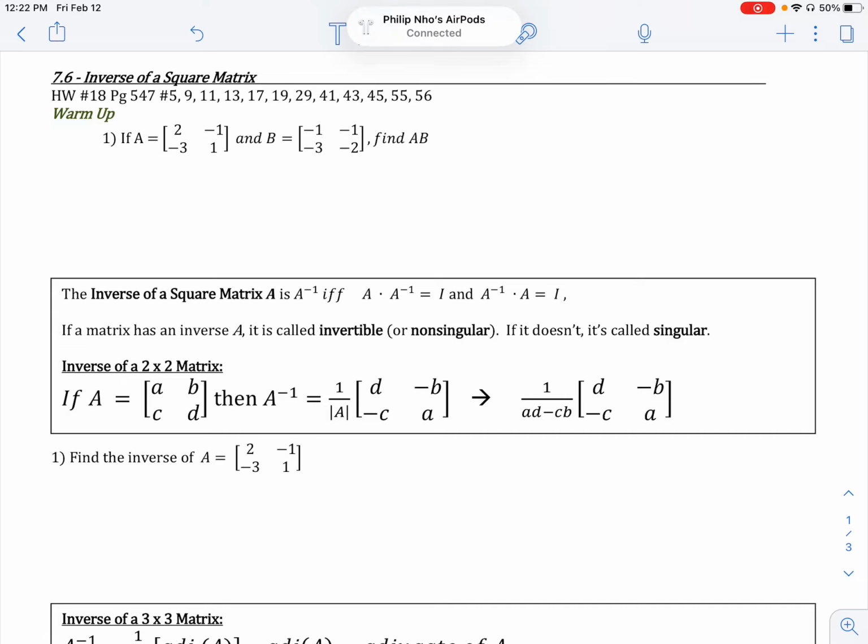Now that we have discussed what a determinant is, let's actually apply it. And we use the determinant to find the inverse of a square matrix. Now, before we do that, let's just make sure that we understand what an inverse does.